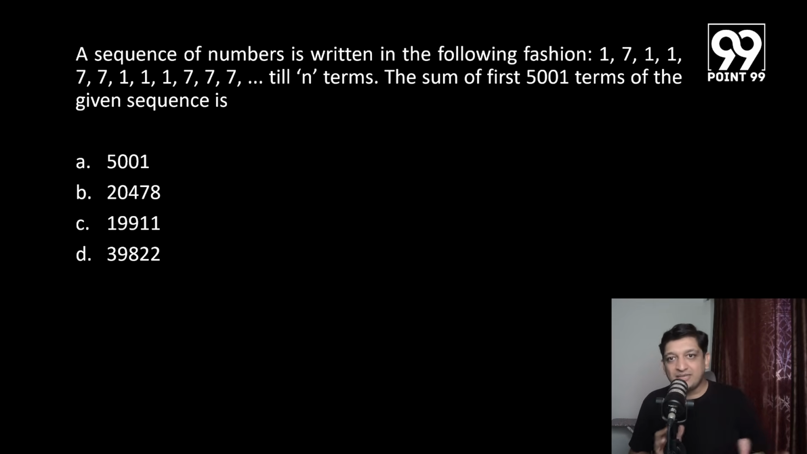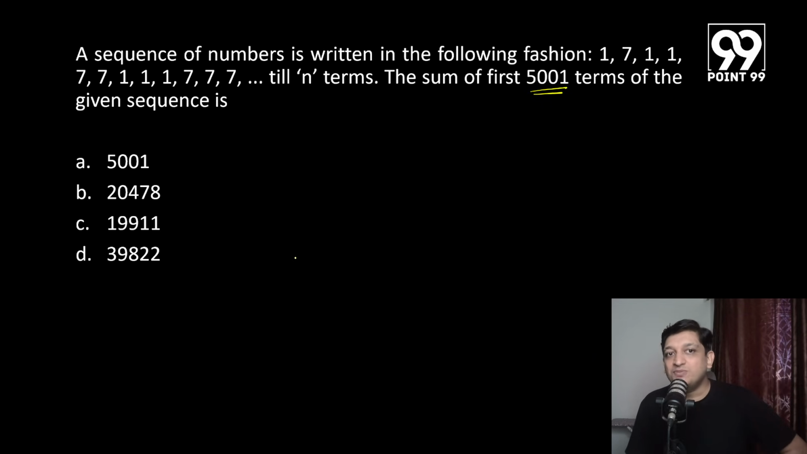Now we have to find the sum of the first 5001 terms of the sequence: 1, 7, 1, 1, 7, 7, 1, 1, 1, 7, 7, 7. So you will realize 1, 1, 1, 7: 2 1s, 2 7s, 3 1s, 3 7s and so on. You have to find the sum of the first 5001 terms.